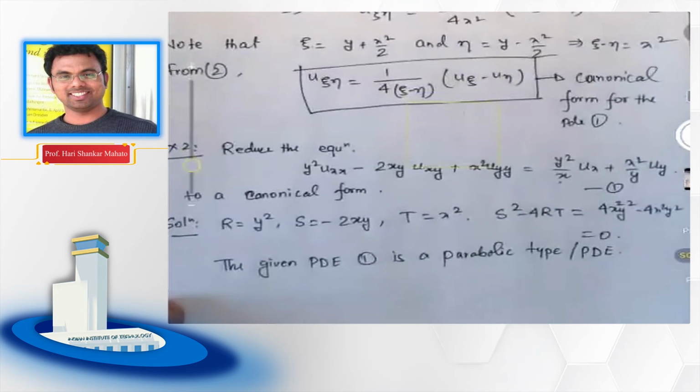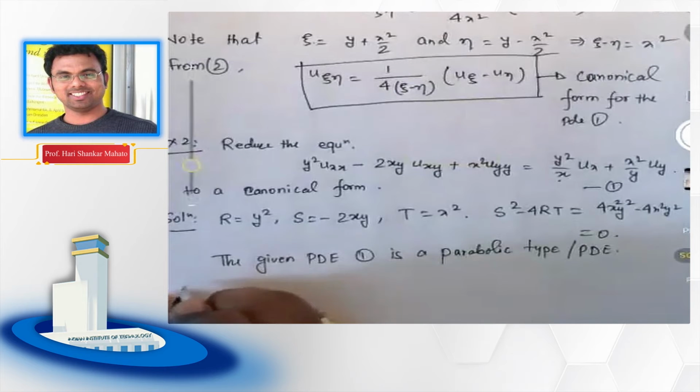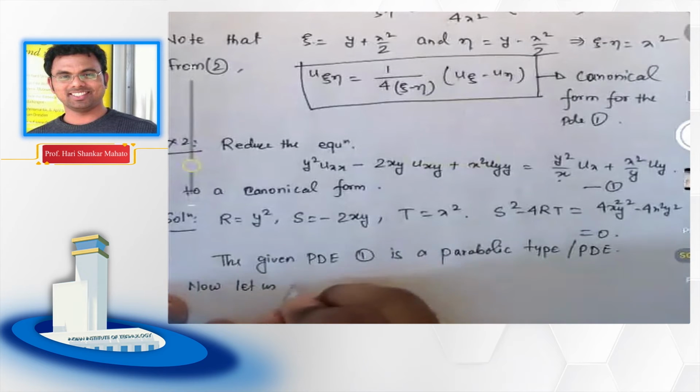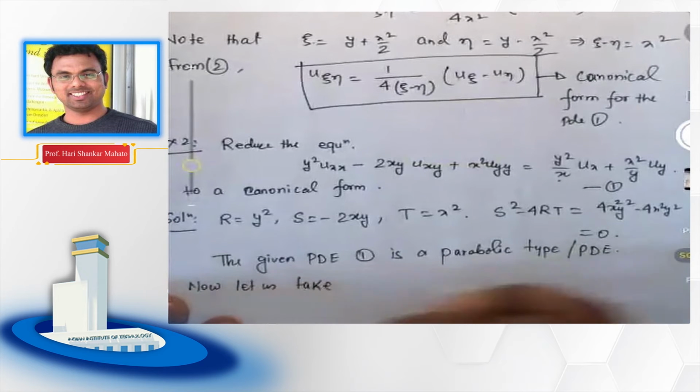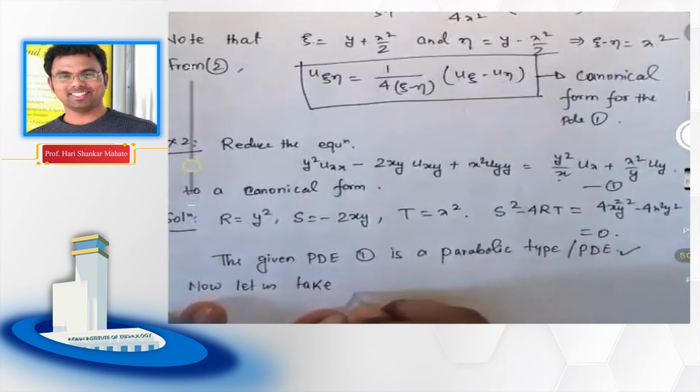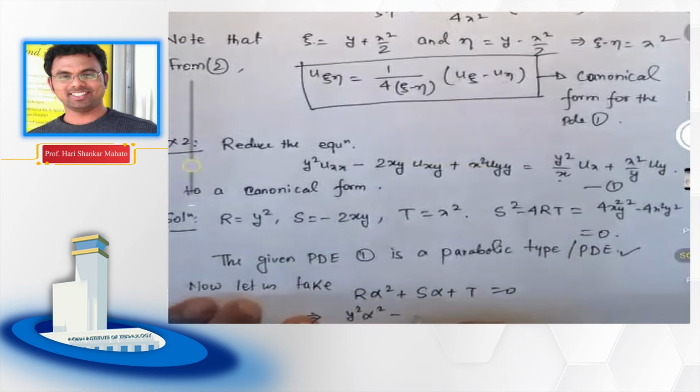All right, now we will solve. Now let us take that quadratic equation, and we will also see what will happen to the roots if you have a parabolic PD. Okay, substage 1 is complete. Now substage 2. Let us take r alpha square plus s alpha plus t equals 0. So I know my r, which is y square alpha square. I know my s, which is 2xy alpha. And I also know my t, which is x square, equals 0.